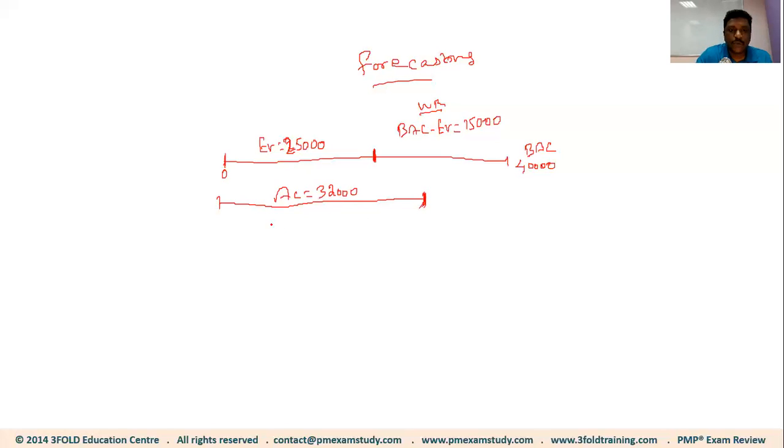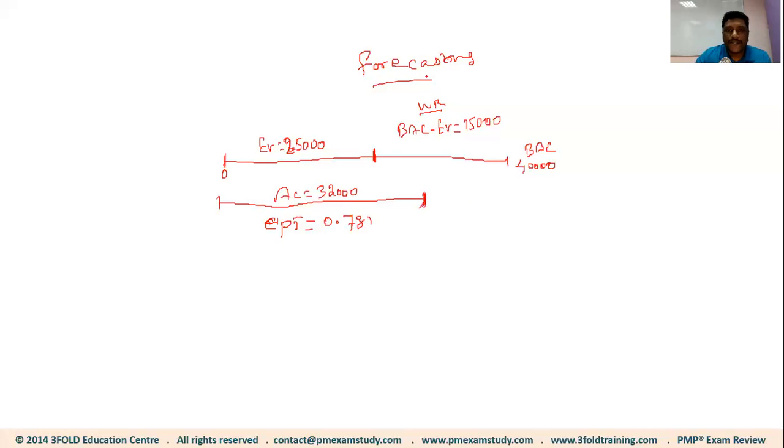And this is the reason why during this period the CPI is 0.781. All right, so this is your current status. So far, what I have given here is nothing but the pictorial representation of the current status.